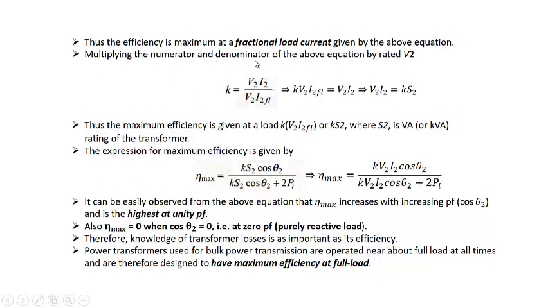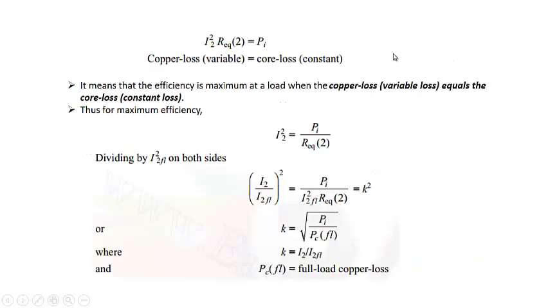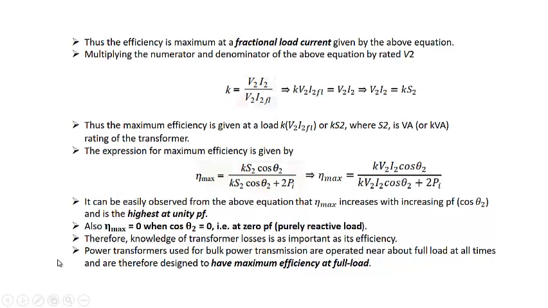Now multiplying the numerator and denominator of the above equation by V2, we have to multiply V2 to the denominator and the numerator. So it comes out to V2I2 divided by V2I2FL. So you can cross multiply it, that means K into V2I2FL will be equal to V2I2. That means the rating of the transformer at which the maximum efficiency occurs will be some fraction of the actual rating of the transformer. So we can say V2I2 will be equal to K times S2.